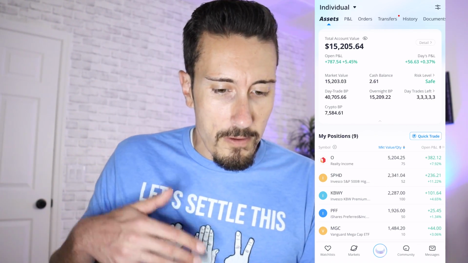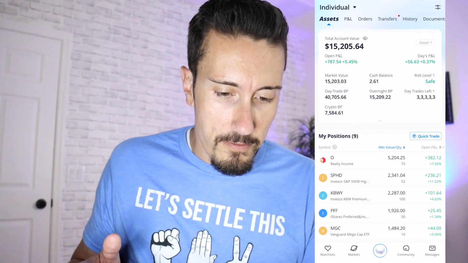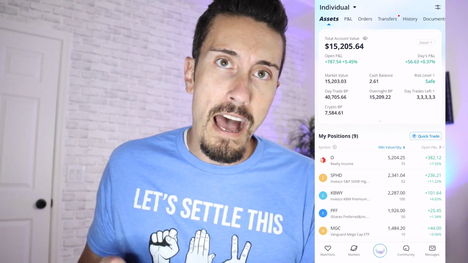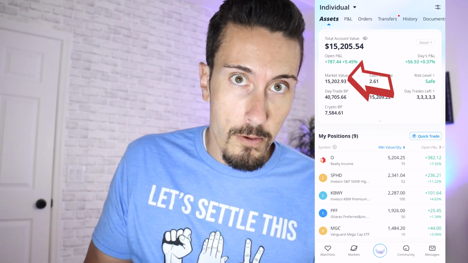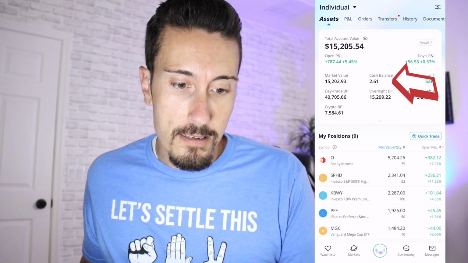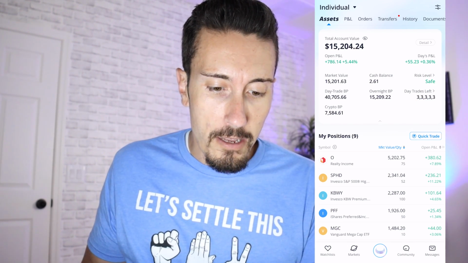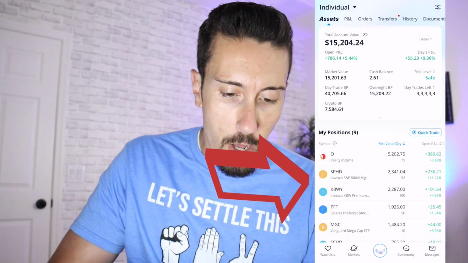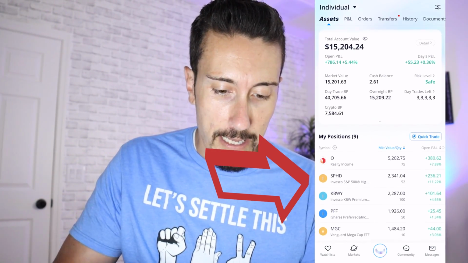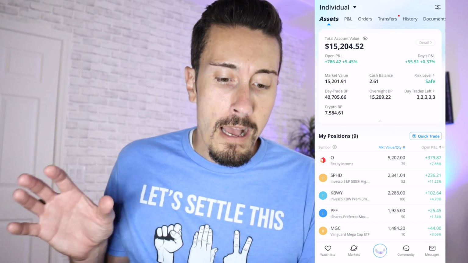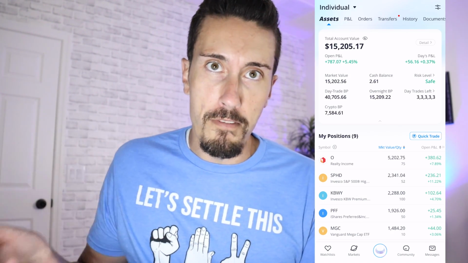Now what you can see here is you have a total account value of $15,205.64. What that is, is your market value plus your cash balance. You add those two together, that equals the total account value. The market value is derived from all the positions down below here, all 9 positions that I currently have. So all the stocks that you buy, all the ETFs you buy, if you do buy crypto, it'll all be comprised of that market value.